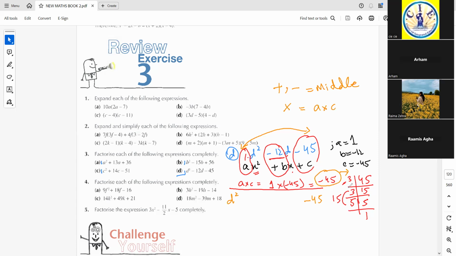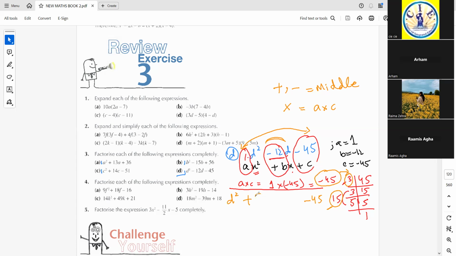And then we discussed in the previous exercise that out of these two factors, the larger of the factors has got to have the same sign as the middle term. In this case, you see that the middle term is negative 12D. That means it has a negative sign. So the larger of these two factors, 15 and 3, larger is 15. So the larger factor is going to have a negative sign with it, negative 15. And 3 is going to have a plus sign so that we can have negative 12.